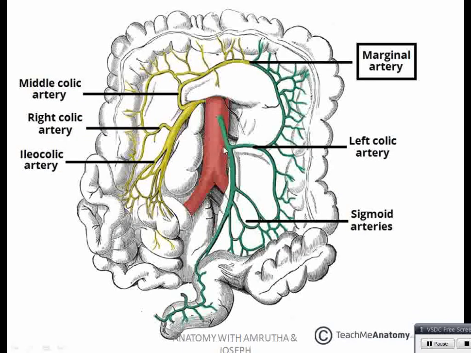And the last one here is the inferior mesenteric artery arising from the abdominal aorta, giving rise to different branches like left colic artery, sigmoid arteries, and so on. And this is the artery of the hindgut.